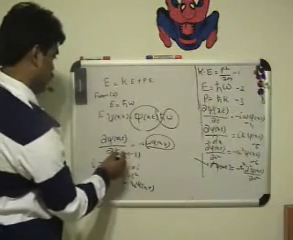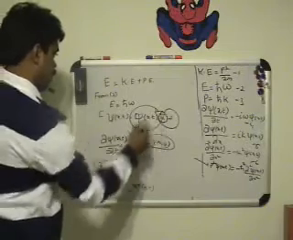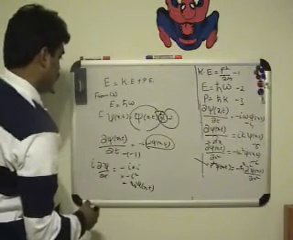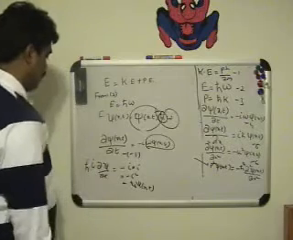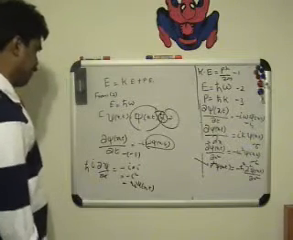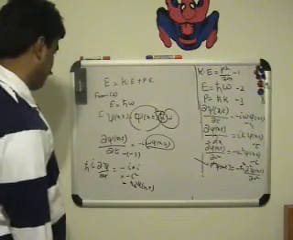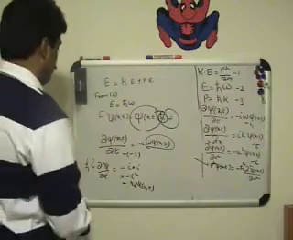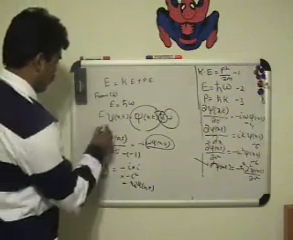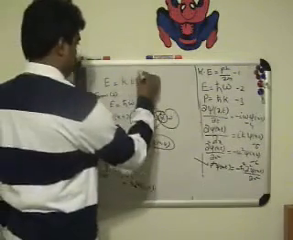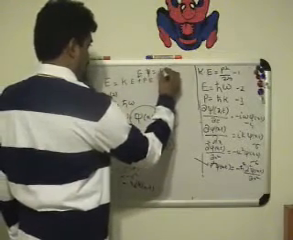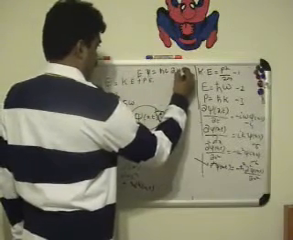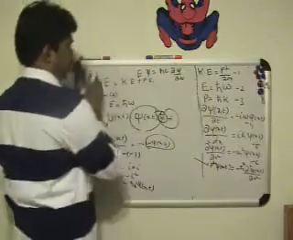Again we have the h, so it will become h bar, right? Okay, so it is nothing but this, right? So E ψ is equal to ħ i ∂ψ/∂t. Okay.